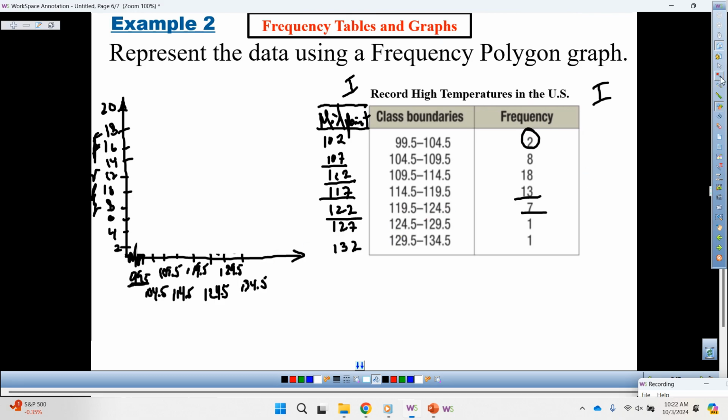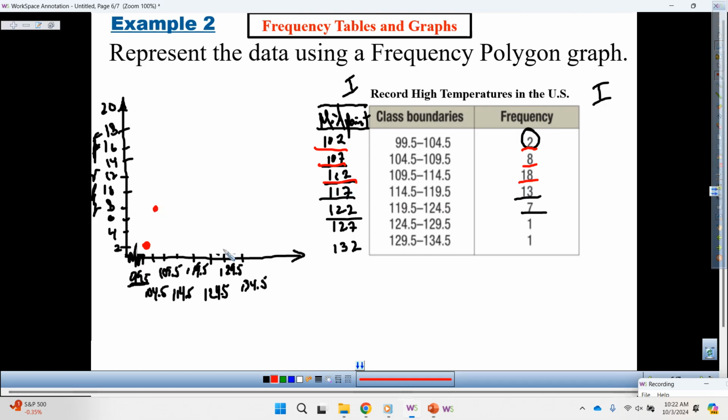Here we go. Midpoint is 102. Frequency is 2. So 102 is between these two, to 2, which is right there. Next one, 107 to 8. 107 is in between these two to 8.